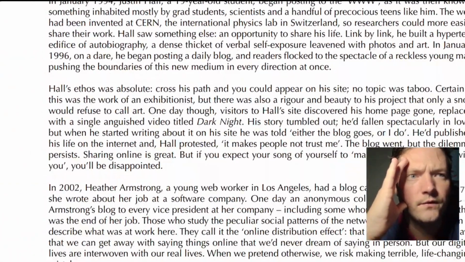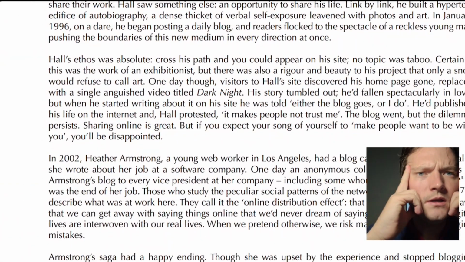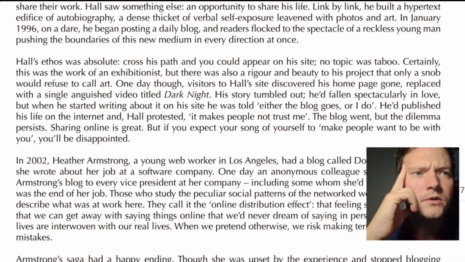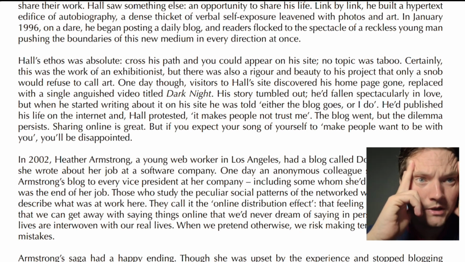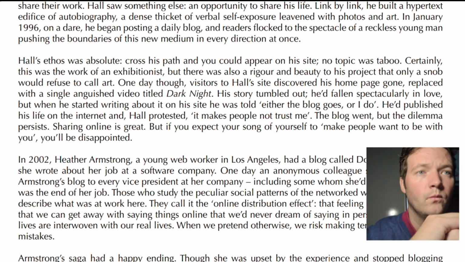So 1, 2, 3, 4. Hall's ethos was absolute. Cross his path and you could appear on his site. No topic was taboo.